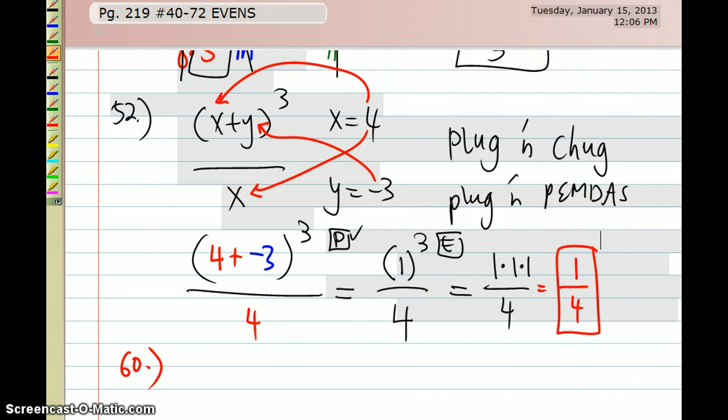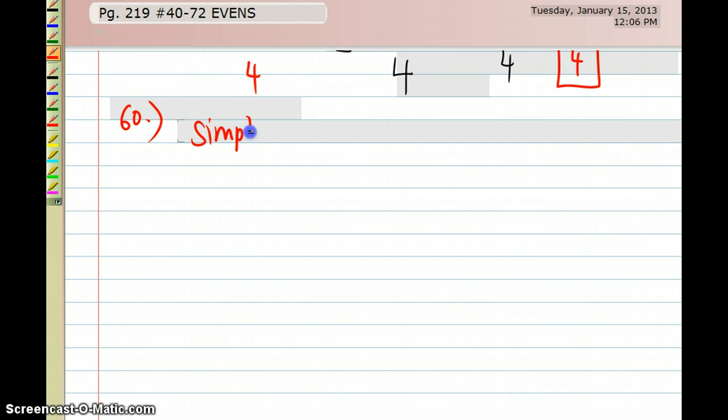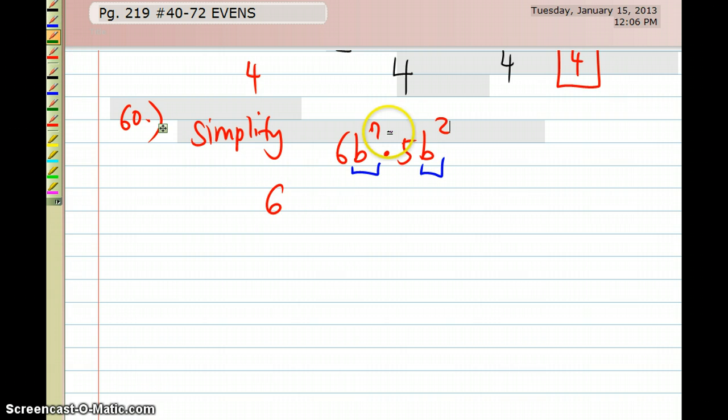Number 60, I'm simplifying 6b to the 7th times 5b to the 2nd. Again, I'm going to expand out these exponent portions so that I know what they mean. I know 6, I'm just going to leave that. B to the 7th means b times b times b times b times b times b times b. I write next to it the 5 because, again, this is a multiplication question.